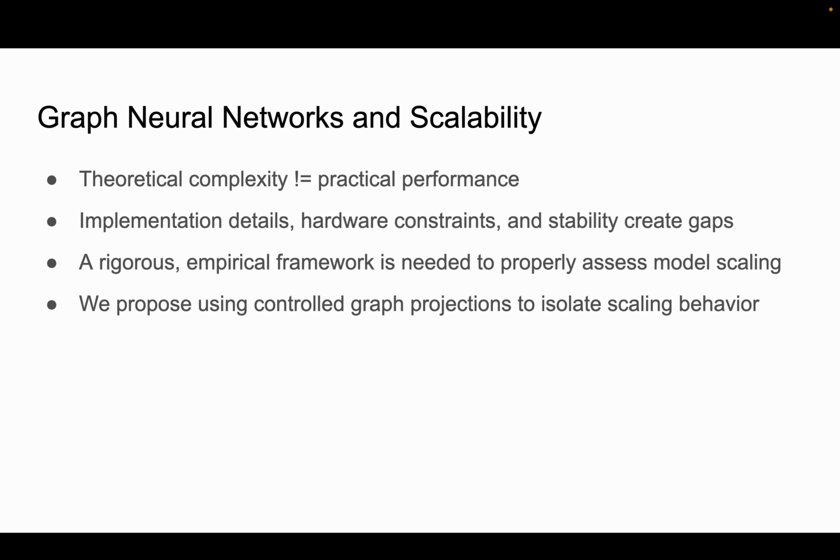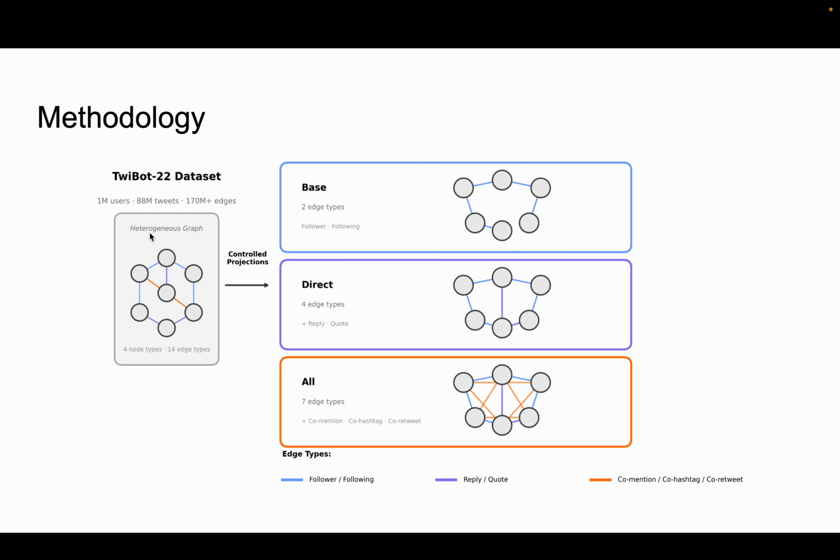We propose using controlled graph projections to isolate scaling behavior in addition to more traditional classification analysis. And we will conduct an example of just such an analysis in this thesis. So we propose using a large-scale heterogeneous graph to produce different projections in order to address issues related to testing across numerous different graph data sets.